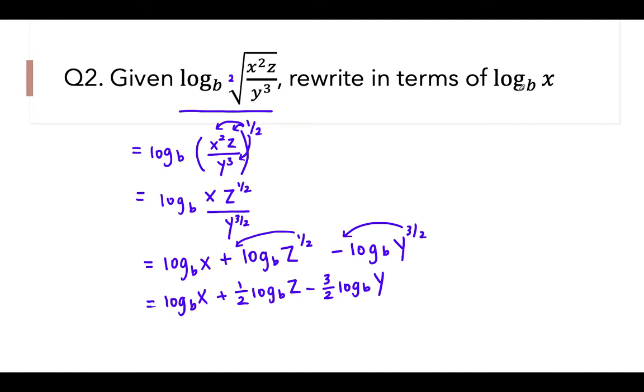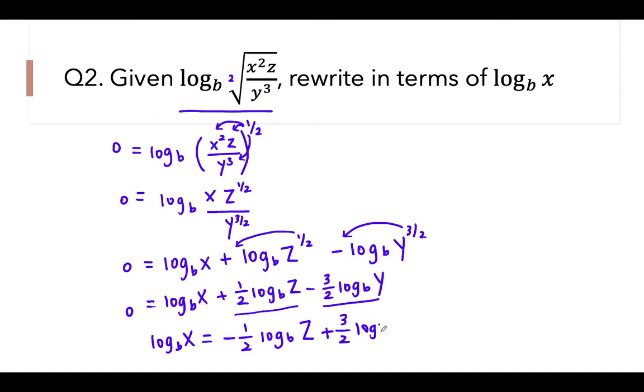Now we are rewriting in terms of log_b x. So assuming that this is an equation equals 0, I will be moving the last two terms to the other side. So log_b x equals, this is moving to the left side, so it's negative 1 over 2 log_b z, and this is also moving to the left side, positive 3 over 2 log to the base b of y. And this is my final statement in terms of log_b x.